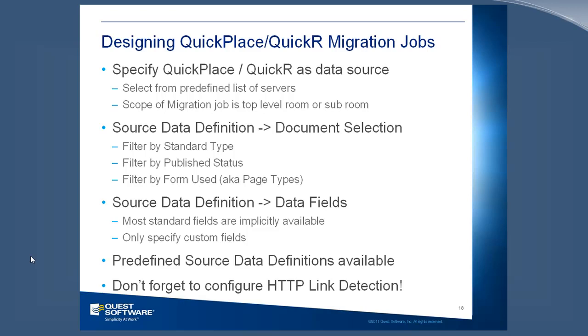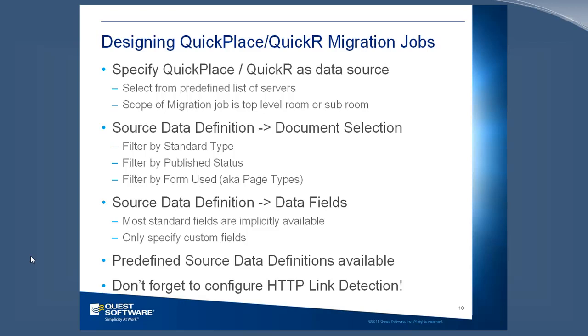So if you have a bunch of rooms in your QuickPlace, each one of those is going to require at least one migration job, if not multiple migration jobs. This is where the automation that we showed you in session 2 will come in really handy, and I'll be showing you more of that shortly.